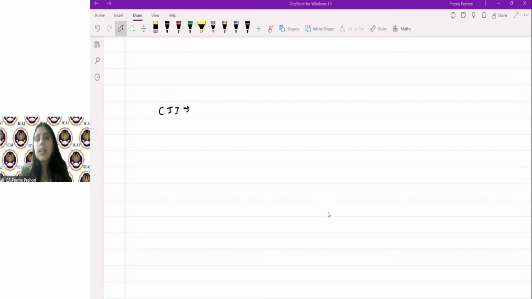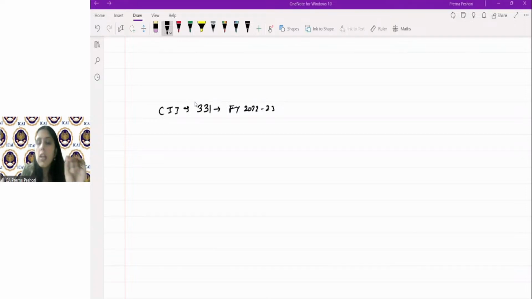So CII for the year 2022-23 is 331. For financial year 22-23 is 331. So you will take that into consideration while computing the capital gain. Just remember this particular point. Okay.